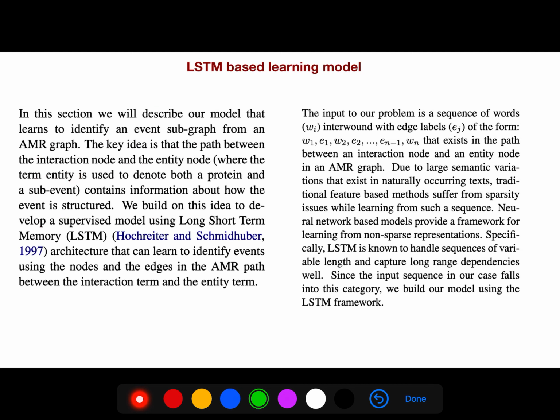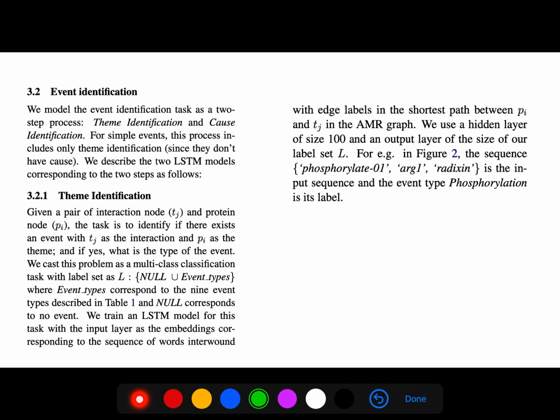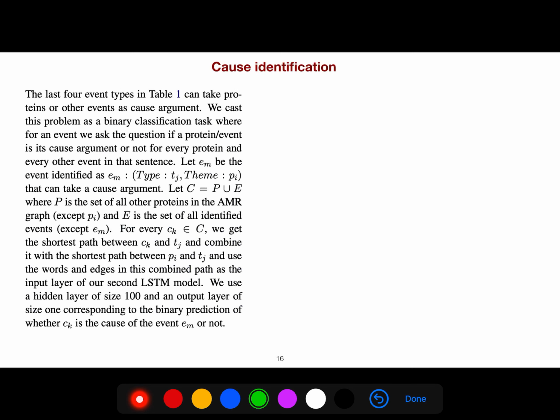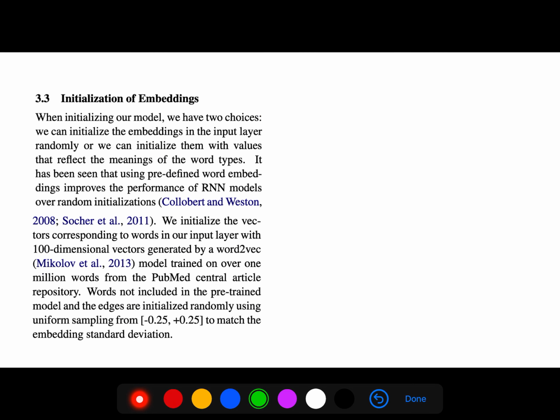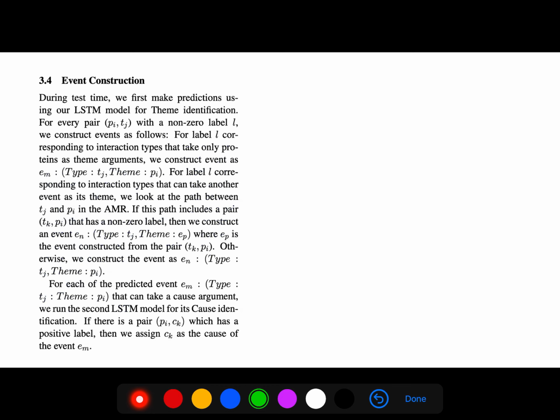And they use an LSTM-based learning model. But for initialization, we have two choices. We can initialize the embeddings in the input layer randomly, or we can initialize them with values that reflect the meanings of the word types.